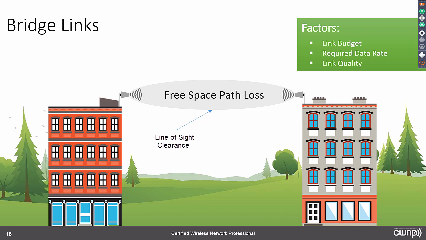And of course, to span several miles, you're going to have the antennas mounted very high. You're going to have the line of sight clearance. And line of sight for RF is a little different than just visual line of sight.